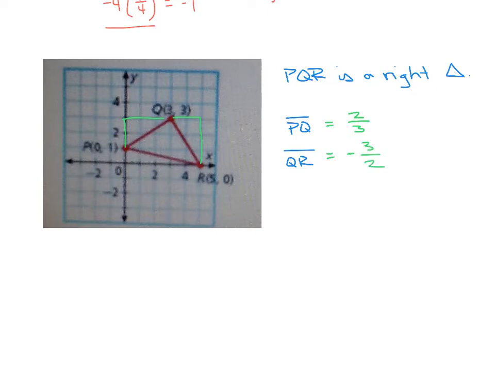Now to see if those are perpendicular, we have to multiply 2/3 times negative 3/2. One negative is negative, but that is 2 times 3, which is 6, and 3 times 2 is just 6, and that simplifies to -1. So that is a right triangle because angle RQP, this angle right here, is a right angle. And a right triangle contains one right angle.